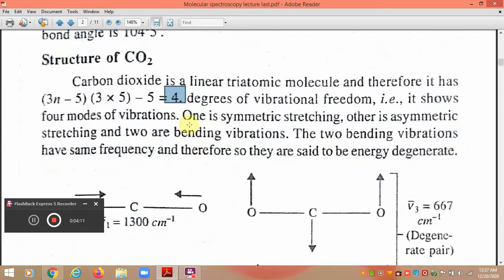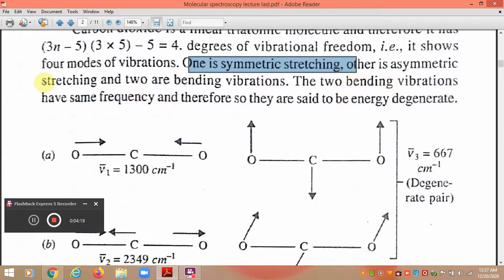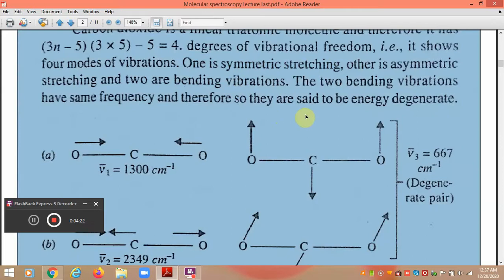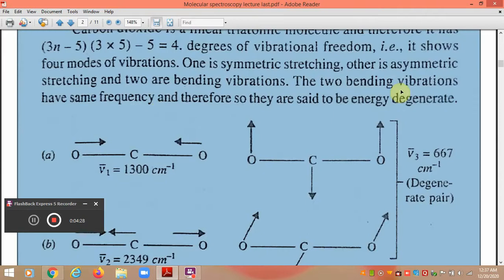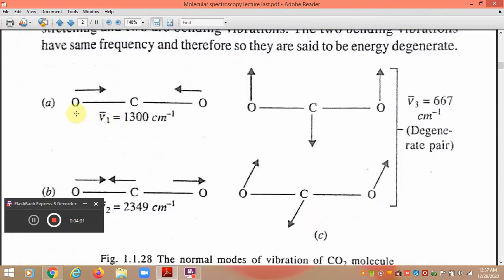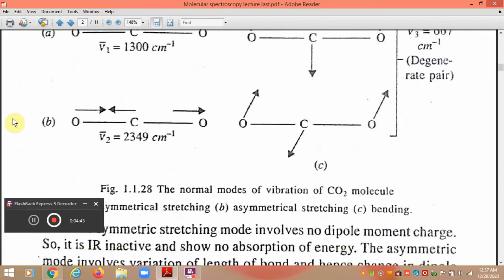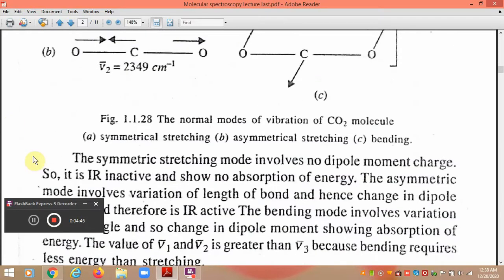So out of these 4 modes of vibration, one is symmetrical stretching, another is asymmetrical stretching, and two are bending vibrations. This is very important: these two bending vibrations have the same frequency and the same energy, so they are called energy degenerate modes of vibration. So actually in practice it has only three modes of vibration: one is the symmetrical stretching, another is the asymmetric stretching, and the third is the bending vibration.